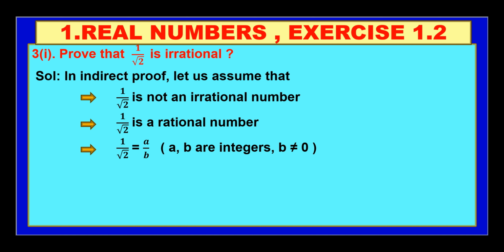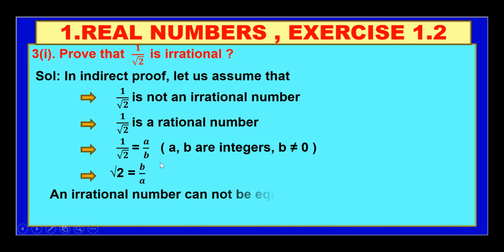Here since 1 by root 2 is a rational number, you can write it in the form of a fraction. That is 1 by root 2 is equal to a by b, where a and b are integers and b not equal to 0. This is the condition. Now since 1 by root 2 is a by b, you can find the reciprocal of LHS and RHS. That is root 2 by 1 or root 2 is equal to b by a. You can observe that root 2 is an irrational number and b by a is a rational number.